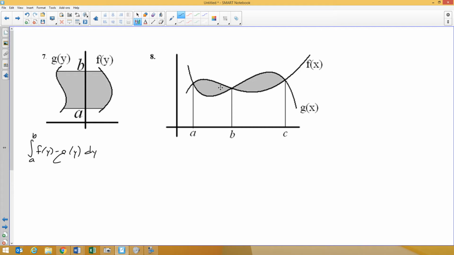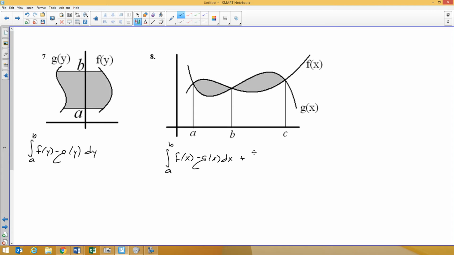Number 8, here we're going back to top and bottom. Now this one's a little bit unique because my top boundary changes halfway through. And when you have a situation like this where the graphs intersect twice, we have to set up two different integrals. You cannot do this in one big swoop. So we're going to have to first find the region from a to b, and now I need to look and see which one's on top. So I'm going to follow my top curve, and f of x is on top from a to b. So f of x minus g of x dx.